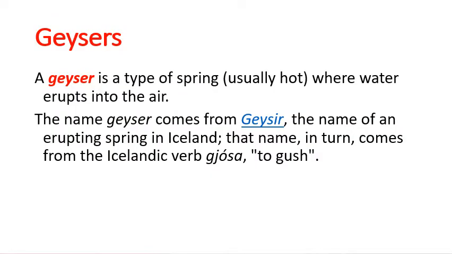So let's define what a geyser is. A geyser is a type of spring, usually hot, but not always, where water erupts into the air. And the origin of this word geyser, it's not a Latin word, it's not a Greek word, it's not an English word, it's actually an Icelandic word. It comes from a verb, you can see it there, geyser in Icelandic, that means to gush, or a hot spring that gushes, especially up into the air. The reason why this is an Icelandic term, might be the only Icelandic term we have in our English language, is because that's where the first geyser was observed.